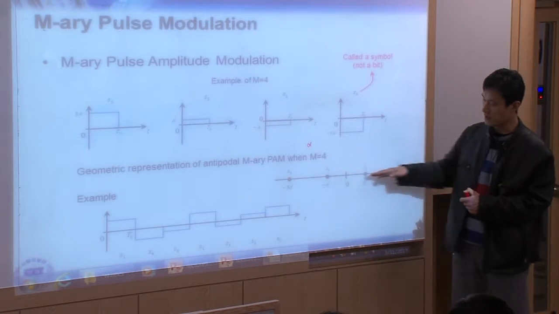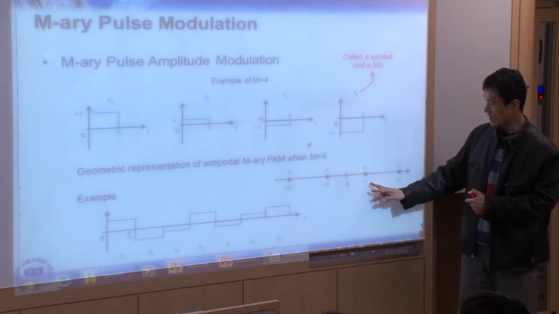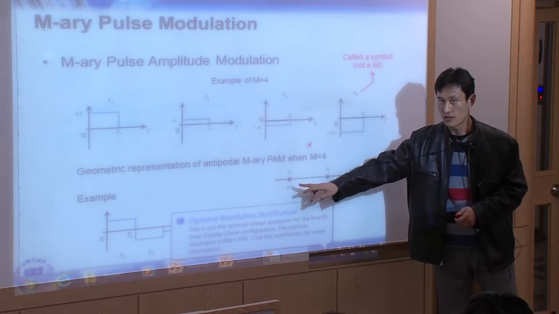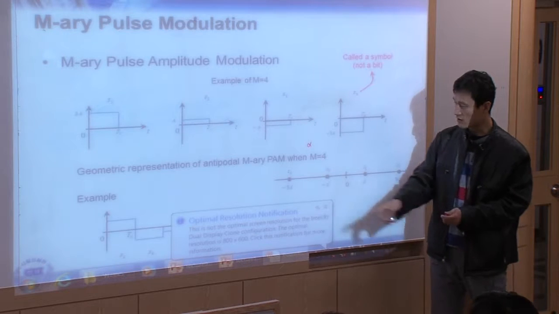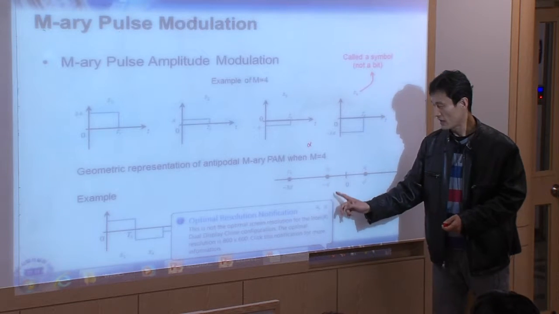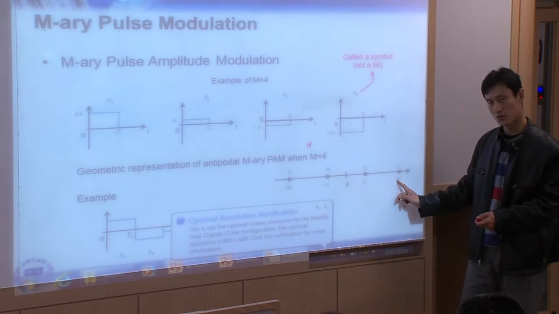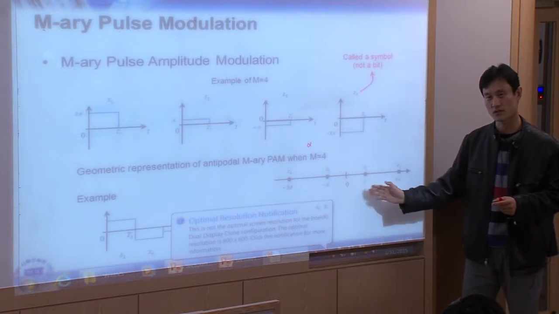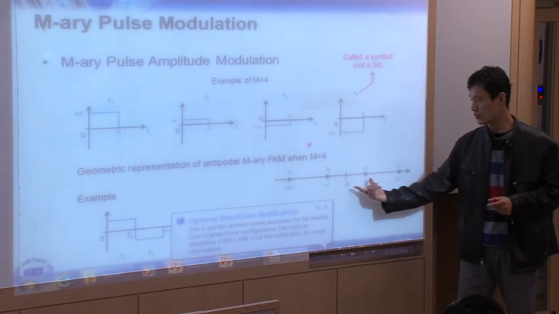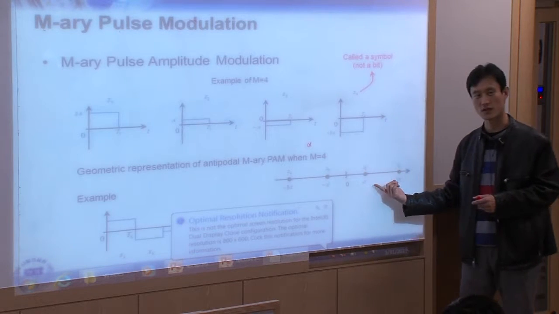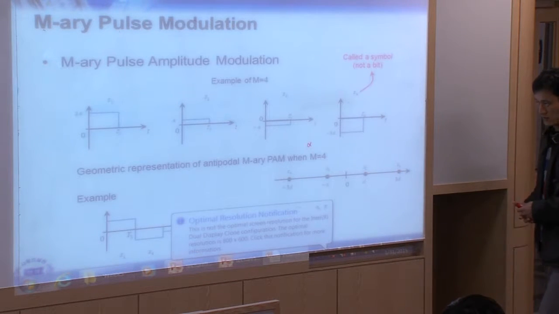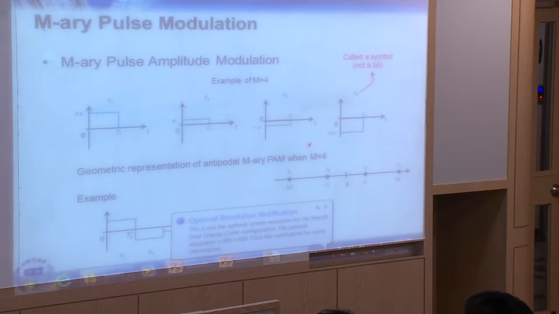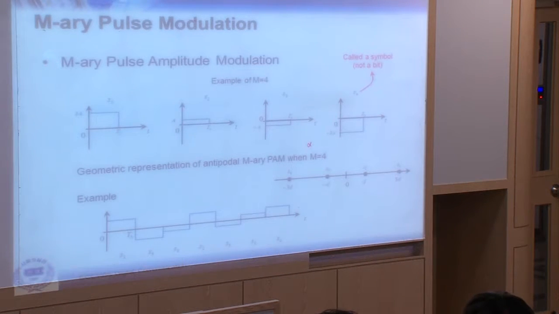We only plot the amplitude. But anyway, in this case, we have 4 different amplitudes. And what you can also notice is that the distance between these two, and between these two, and these two, is the same. The distance between neighboring symbols is the same: 2D, 2D, 2D. So that's an example of M-ary PAM when M equals 4.